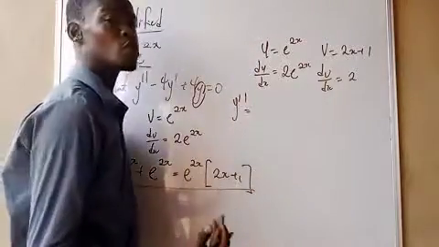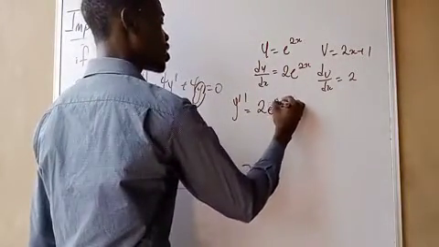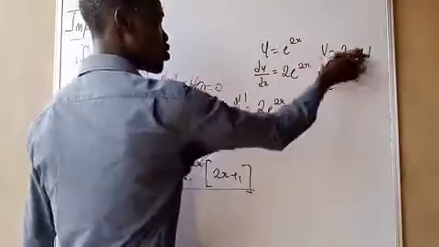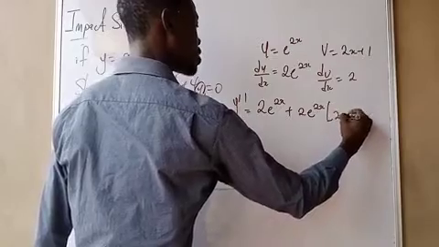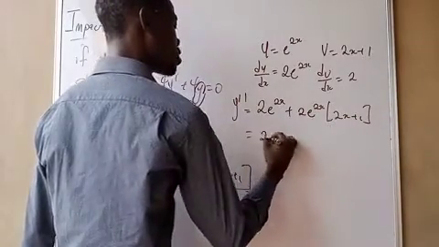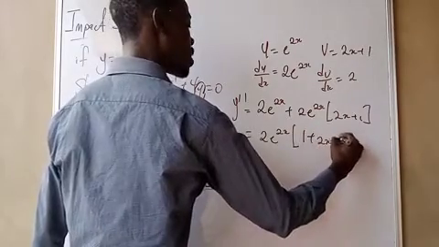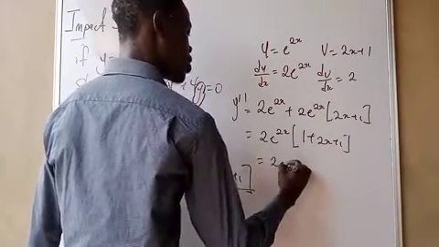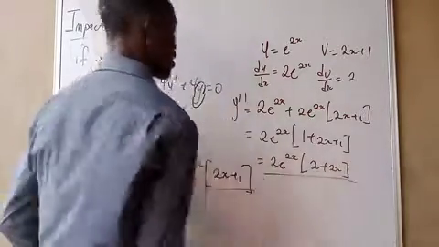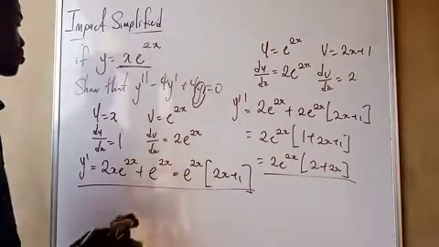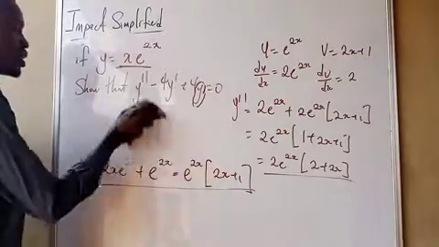And what is your y prime prime? That means we are going to make use of the product rule formula, u dv. Multiply this together, 2 exponential 2x plus v du. Multiply this together, we have 2 exponential 2x into 2x plus 1. And from this, 2 exponential 2x is common. What do we have? 1 plus 2x plus 1. And what do we have? 2 exponential 2x into 2 plus 2x. And that is our y prime prime.